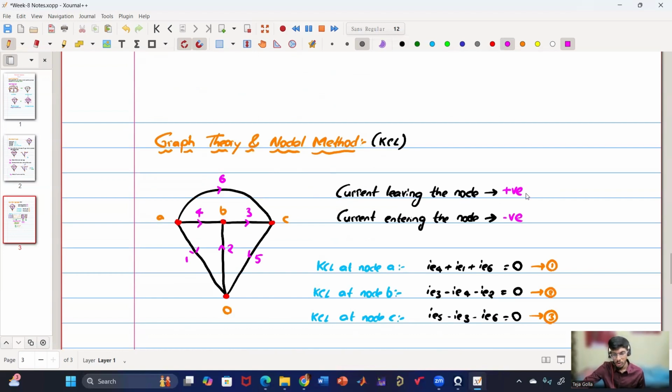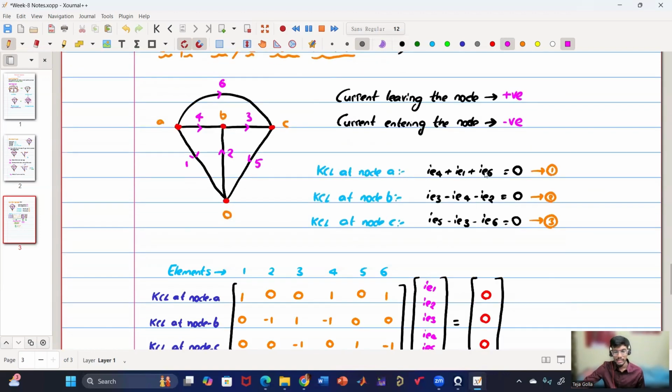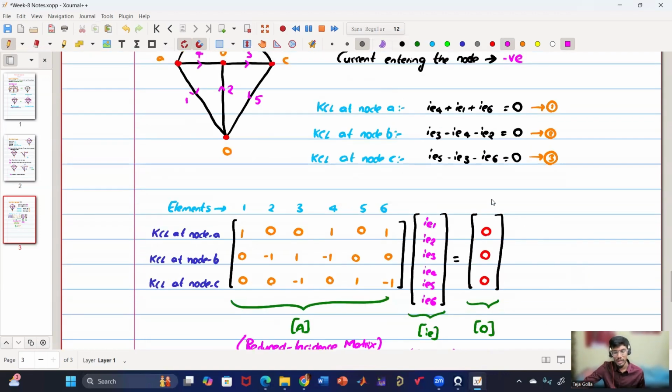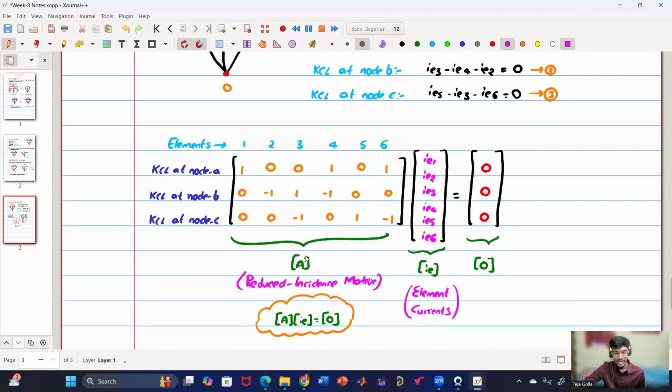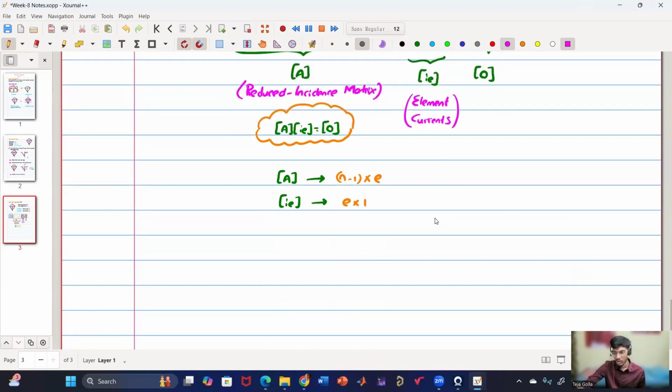Current leaving the node is positive, current entering the node is negative. With this convention, we are writing the equations of KCL at each node, and then we are representing these n minus 1 equations in terms of a matrix. Now we are getting A, which is the reduced incidence matrix, and these are element currents, and this is a zero matrix. So I can also write what is the size of 0, because it's not just 0.